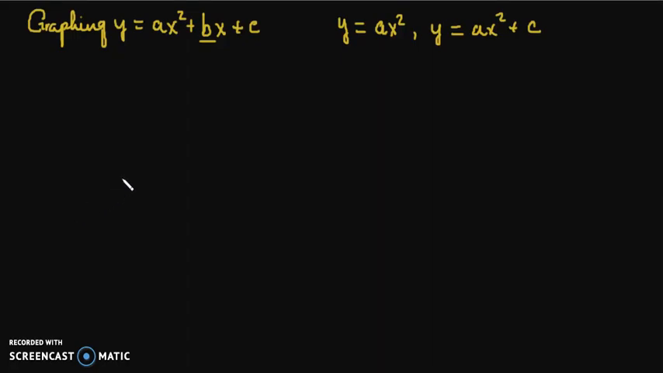In the previous video, we talked about the graph of y equal to ax squared and ax squared plus c. In this video, we will learn how to graph the standard form quadratic function y equal to ax squared plus bx plus c.